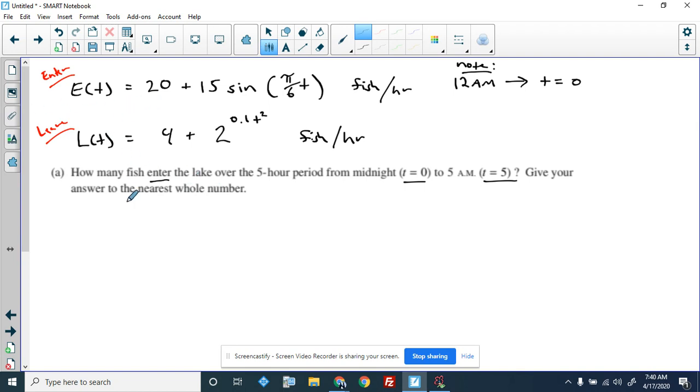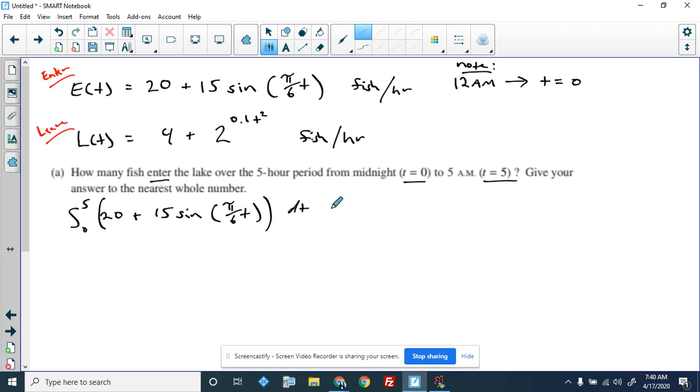It should make sense that out isn't needed. If I want to know how many come in from 0 to 5, then I integrate from 0 to 5 of E of t, which you could just write as E of t, but I'm going to write it out, of E of t dt. If I integrate the rate at which they come in, I get the net change in how many came in over that time period.